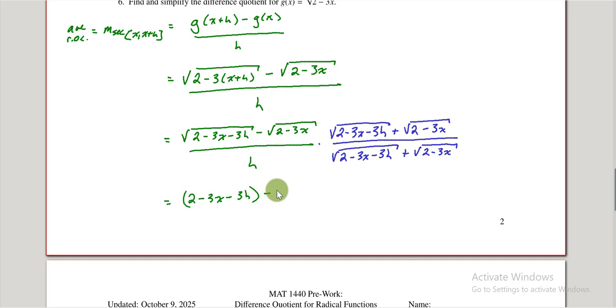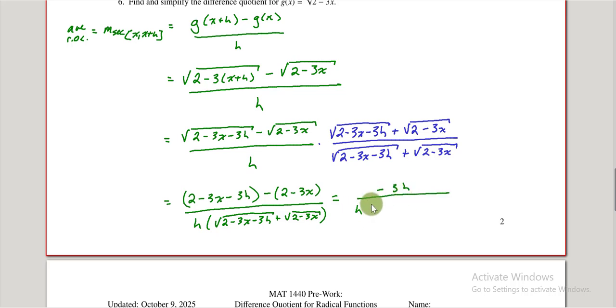This is going to give me 2 minus 3x here, all over h times the square root of 2 minus 3x minus 3h plus the square root of 2 minus 3x. Now I can go ahead and clean up a number of these factors. We've got a 2 minus 2. We've got a minus 3x minus a minus 3x. So we're just left with negative 3h all over h times that conjugate term: the square root of 2 minus 3x minus 3h plus the square root of 2 minus 3x.